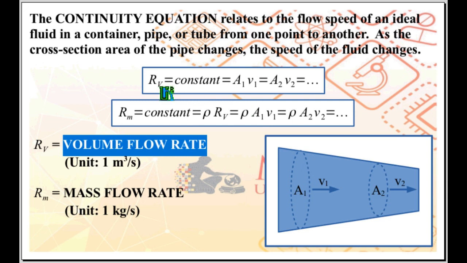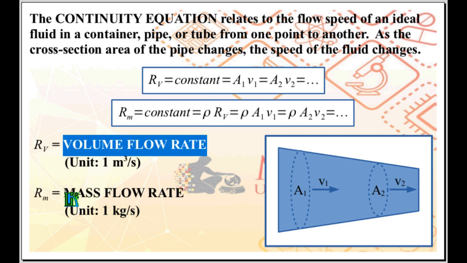R sub V, the volume flow rate, is given by cross-section area times the speed of the fluid at that cross-section area. So, at area A1, you have A1 V1. At area A2, you have A2 V2. Then A3 V3, A4 V4, and so on. All of those volume flow rates will give you the same value because R sub V is constant.